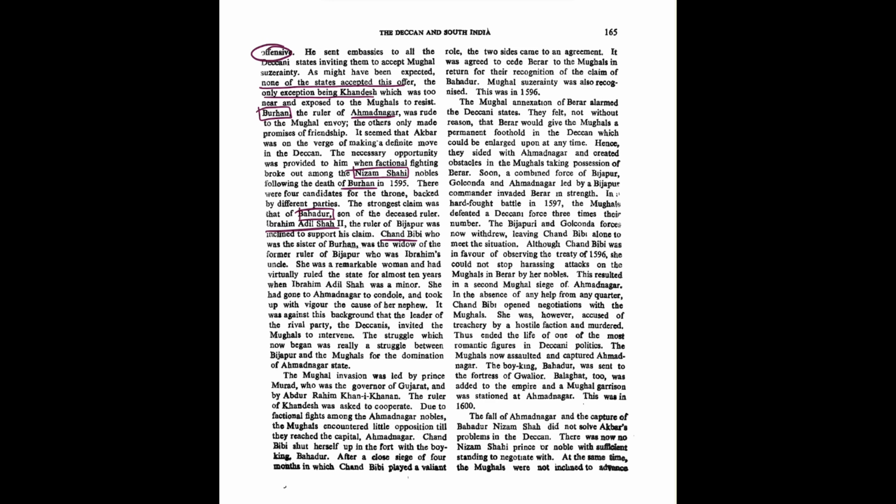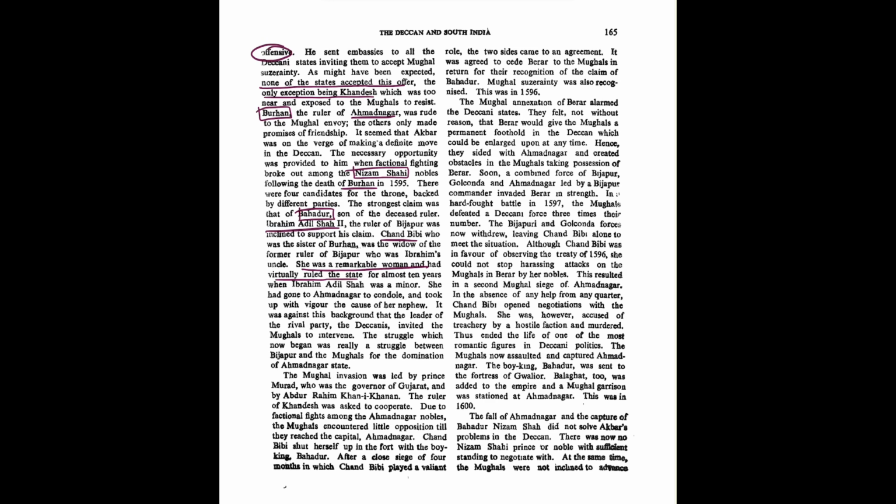She was a remarkable woman and had virtually ruled the state for almost 10 years when Ibrahim Adil Shah was a minor. She had gone to Ahmednagar to condole and took up with vigor the cause of her nephew. It was against this background that the leaders of the rebel party, the Deccanis, invited the Mughals to intervene. The struggle which now began was really a struggle between Bijapur and the Mughals for the domination of Ahmednagar.